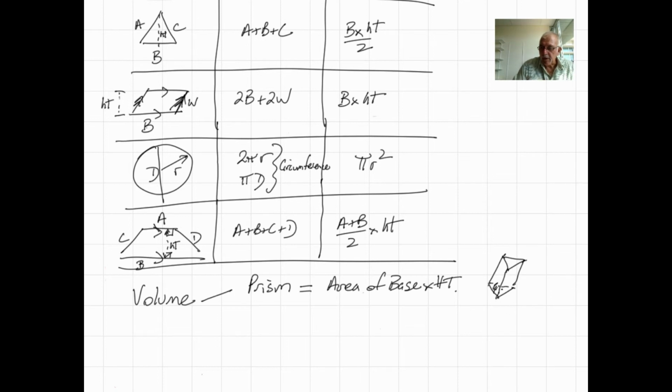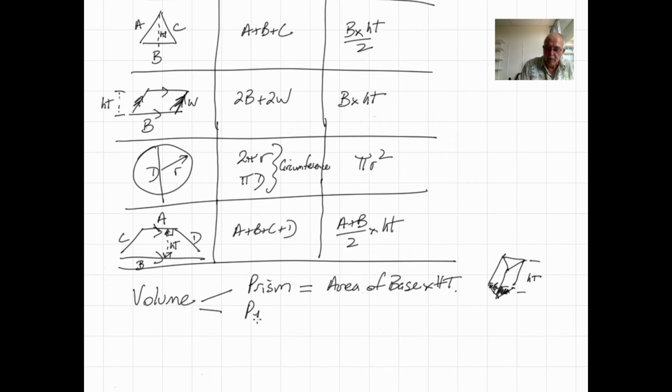you would find the area of that shaded bit, so you'd go back to your rules for the area of a triangle and then multiply by the height. So it would be the shaded area, the area of the base, and then times the height. And it doesn't matter if you've got a circle there, which we commonly call a cylinder, the volume would be the area of the circle times the height. So that's if you've got prisms.